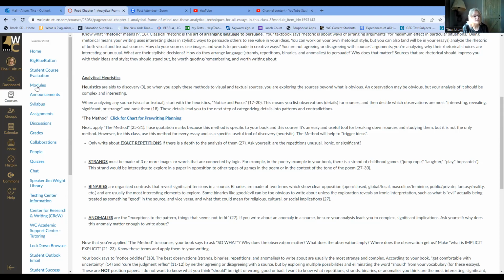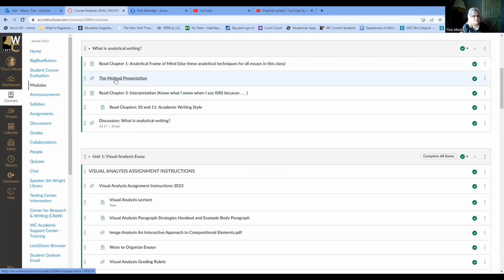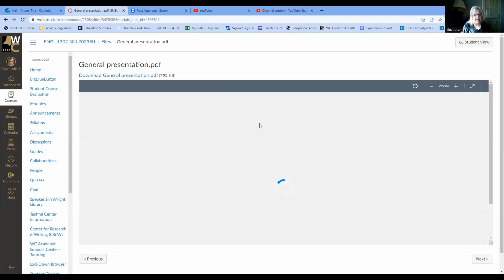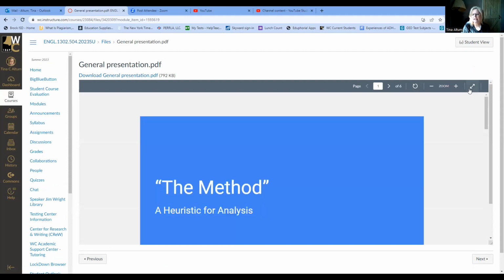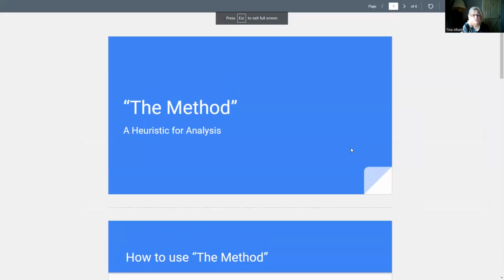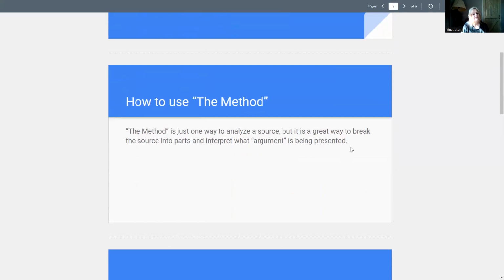So let's go back to this module. And in it, you will see the method presentation. Let's look at it. I designed this so that there would be good examples for you to understand how the method works. So, how to use the method. The method is just one way to analyze a source, but it's a great way to break the source into parts and interpret what argument is being presented.